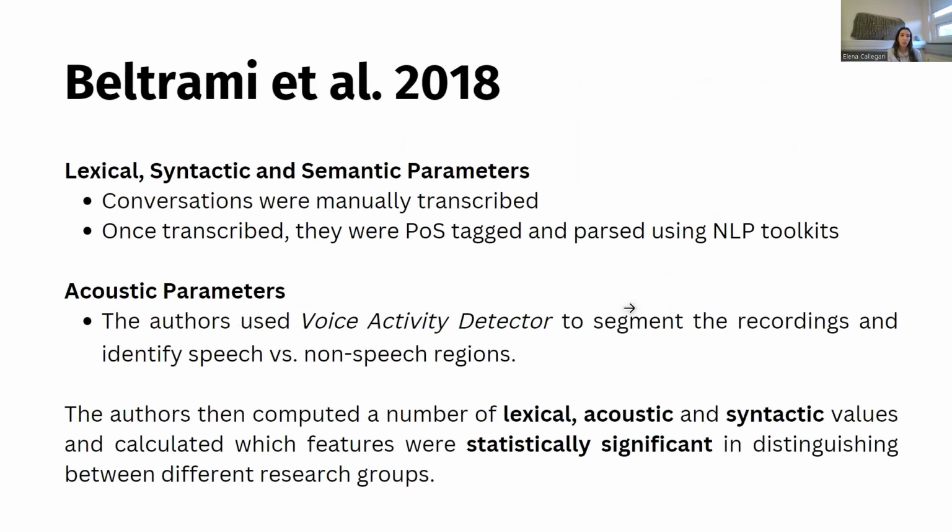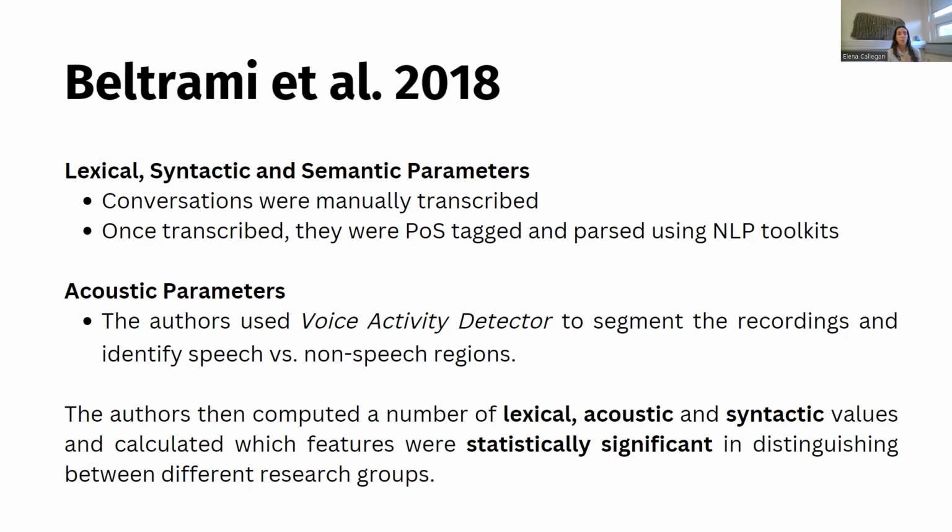So what they looked at are different kinds of parameters. They looked at lexical, syntactic, and semantic parameters. And to do that, they had the conversation that they recorded manually transcribed. And once they were transcribed, they were POS tagged. So they used toolkits that could tell, okay, this word in this sentence is an adjective, or this word in this sentence is an article.